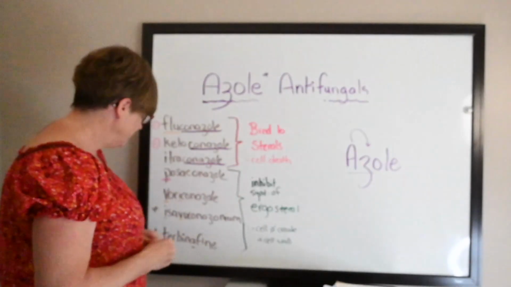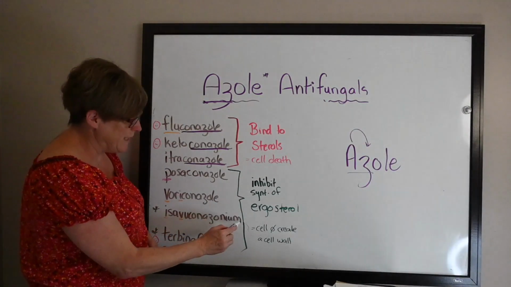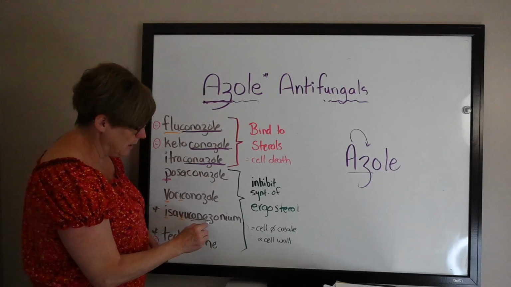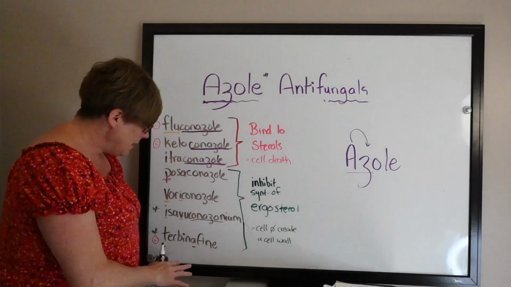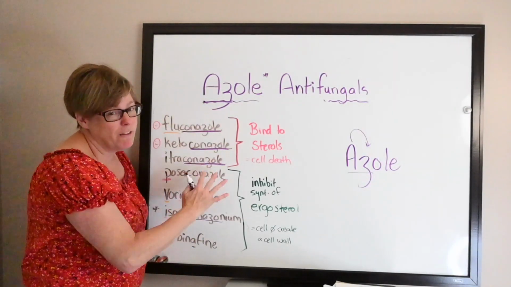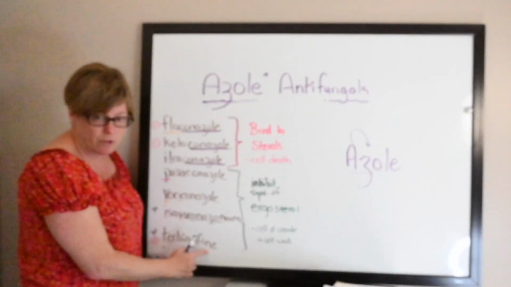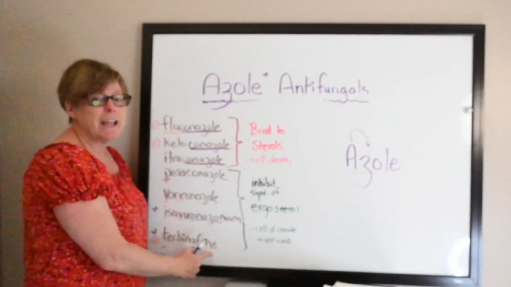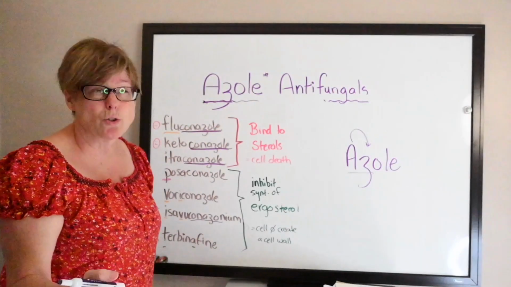A couple of exceptions. They're down here: isavuconazonium, but it's embedded in the word. So it's not the ending, but it's embedded in. And then we just have one that you have to memorize. Instead of having to memorize all of these names, you just have to recognize terbinafine as an antifungal under the azole family.